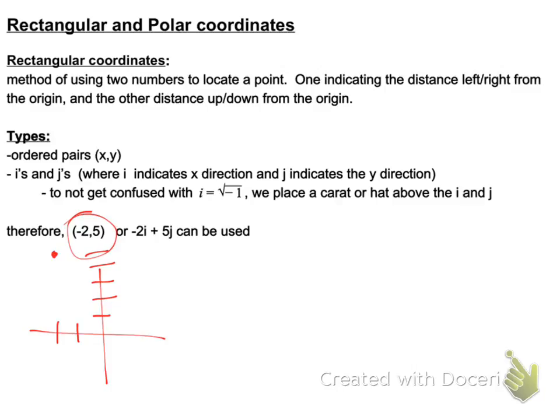And so it looks like a little hat on the i's and j's. So when you see an i hat and j hat, then you know you're talking about rectangular coordinates. And if you look down below here, that should be -2 i hat plus 5 j hat. That is the same point as -2, 5. That gets us to the exact same point in space on a two-dimensional plane. Okay? That's rectangular coordinates.